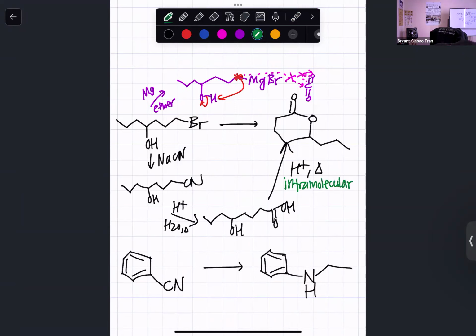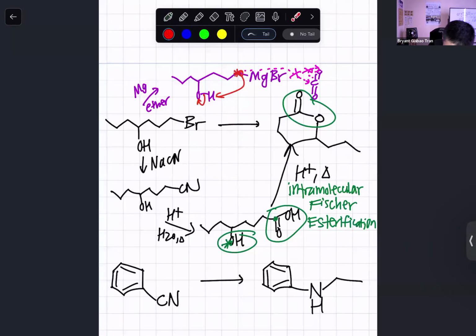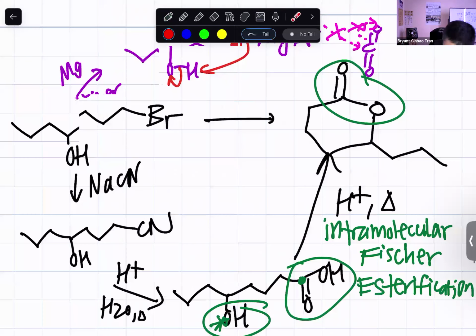Intramolecular because the nucleophile is on the same molecule as the electrophile, forming a ring. And this is Fischer esterification because the components of Fischer esterification are a carboxylic acid and an alcohol, which we do have here, forming an ester. And this is a cyclic ester or lactone because it's intramolecular. And we have to put acid and heat because it can only happen in acid and heat conditions. So the Grignard here was a problem because of the acid present.